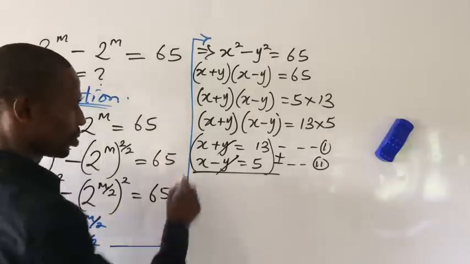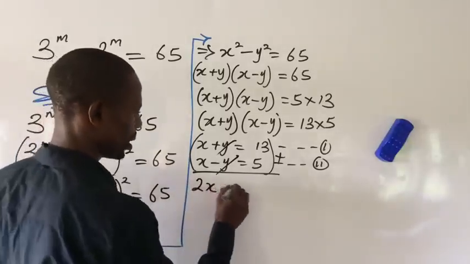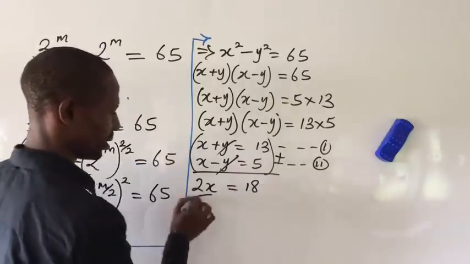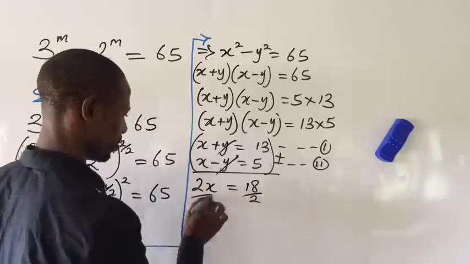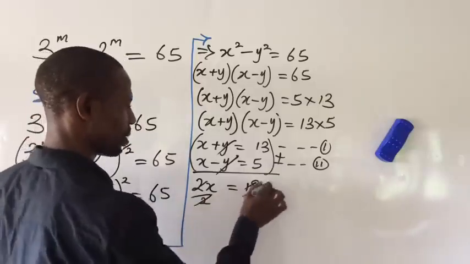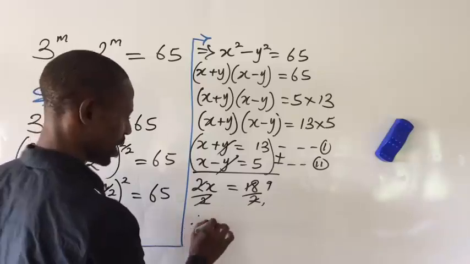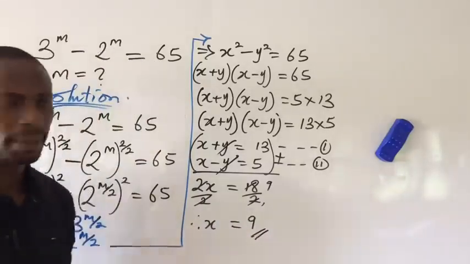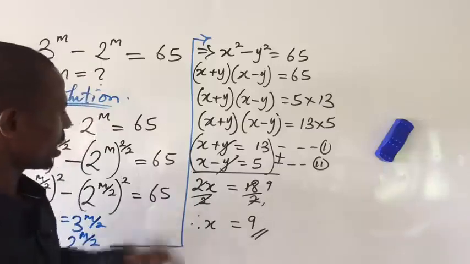It gives us 0, so we're left with 2x = 13 + 5, which will give us 18. Divided by 2, this will give us 9. Therefore, x is equal to 9. Easy. We've gotten our x, so let's go ahead and get our y.